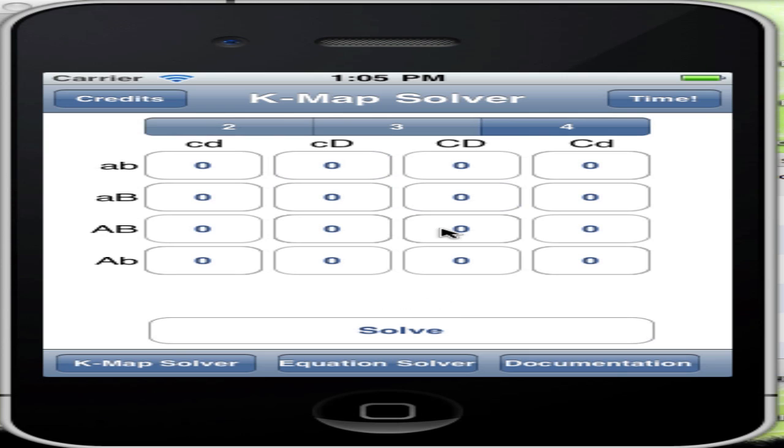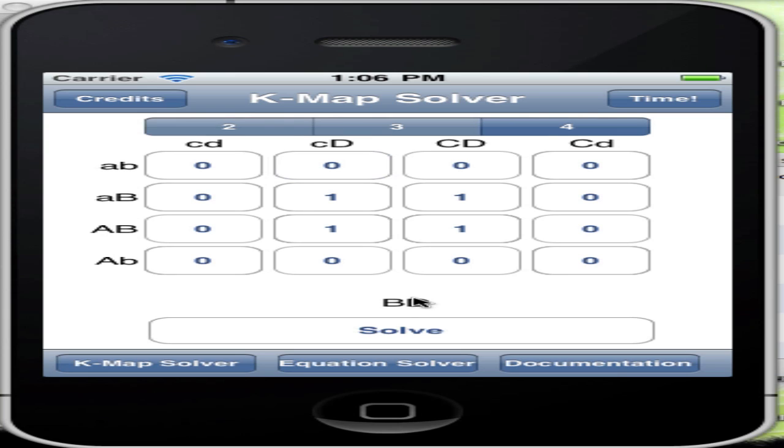Now to solve our first Boolean expression, let's attempt to loop these four. The answer should be capital B, capital D, or rather B D. And there you go. You just click solve, and there's the expression.